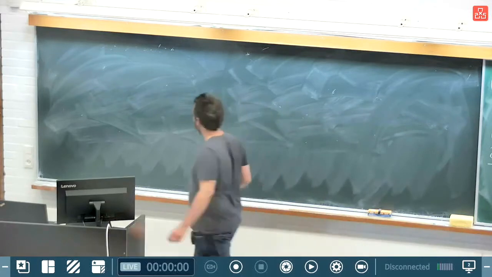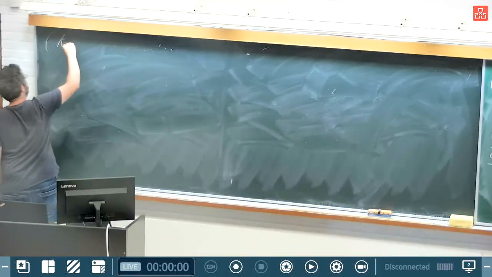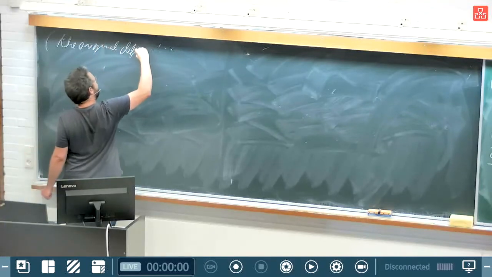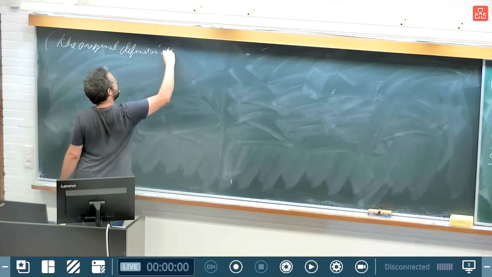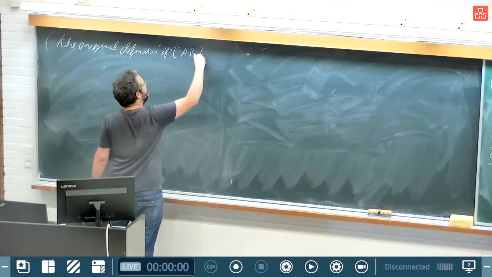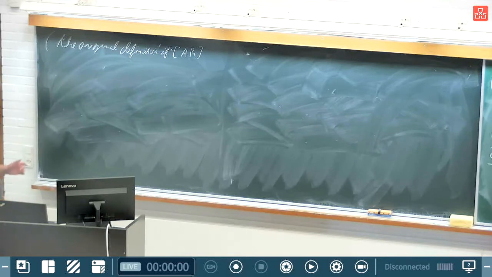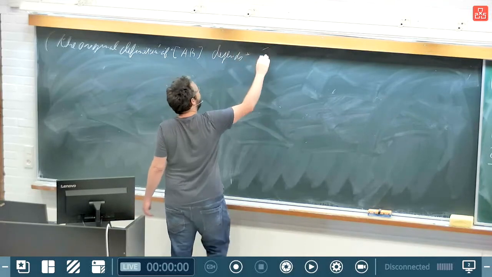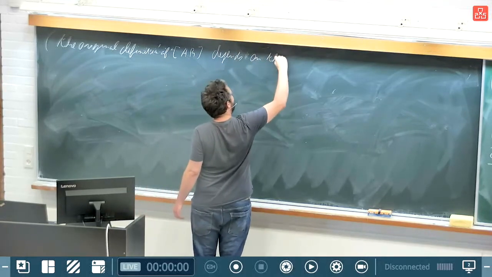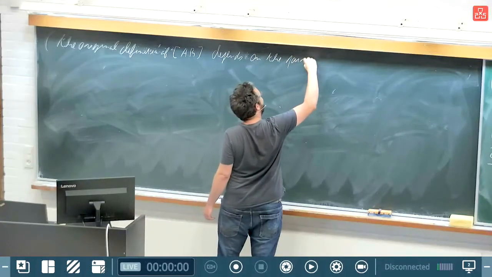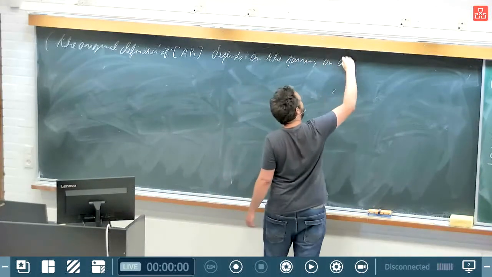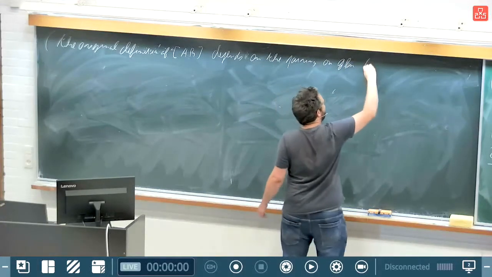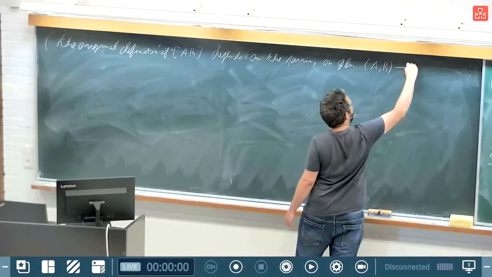I realized I actually forgot to say something, so let me add it here. The original definition by Atiyah and Bott, and in a way Goldman's definition too, but in a slightly hidden way, depends only on the fact that there is a natural pairing on little gl_N, which maps A, B to the trace of AB.